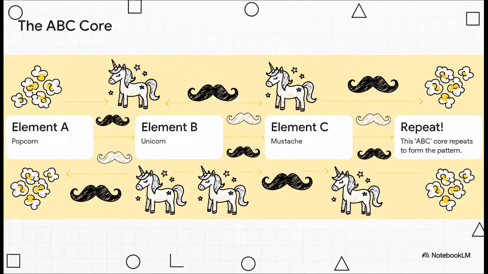Okay, let's try a fun one to make this crystal clear. Let's say our core is popcorn, unicorn, mustache. That's our ABC. To build the pattern, we just repeat that core. So you get popcorn, unicorn, mustache. Then popcorn, unicorn, mustache, and on and on. That three-part core is what creates the whole predictable chain.